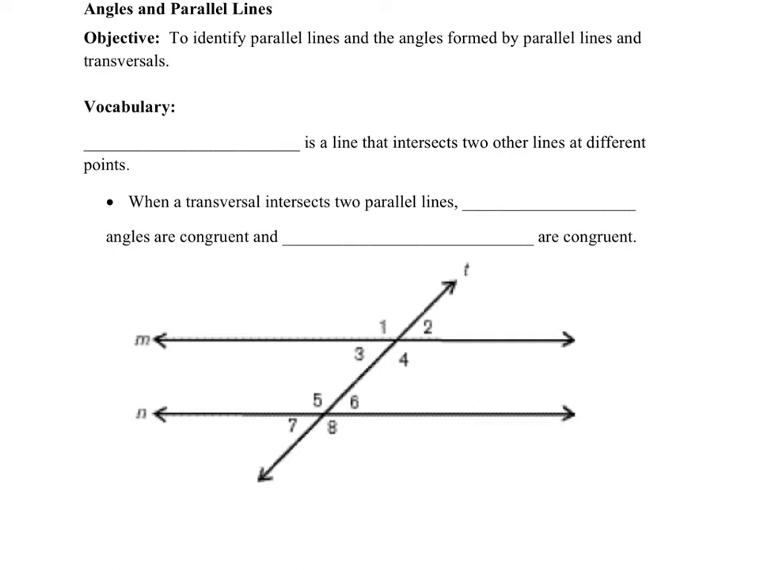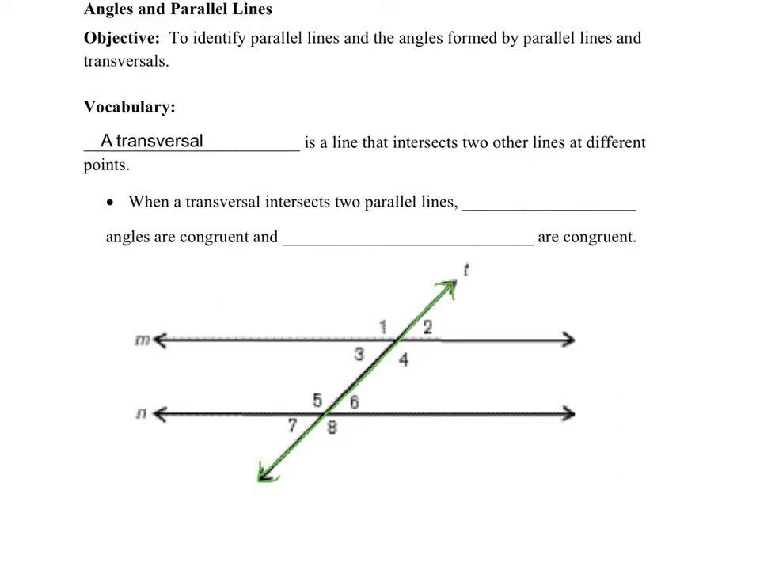So our objective is to identify parallel lines and the angles formed by parallel lines and transversals. So let's discuss some key vocab terms that we need to know about angles and parallel lines. A transversal is a line that intersects two other lines at different points. So if we look at the figure below, there is a line that says T right here, and this is the transversal right here. It's a line that intersects two other lines at different points.